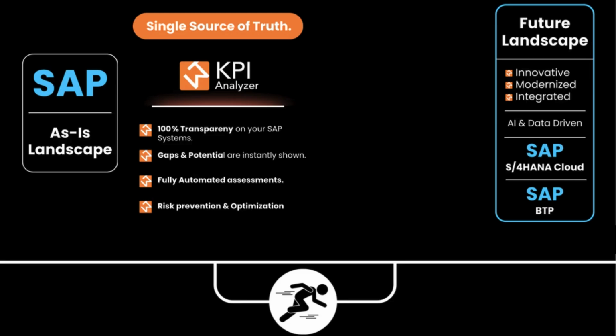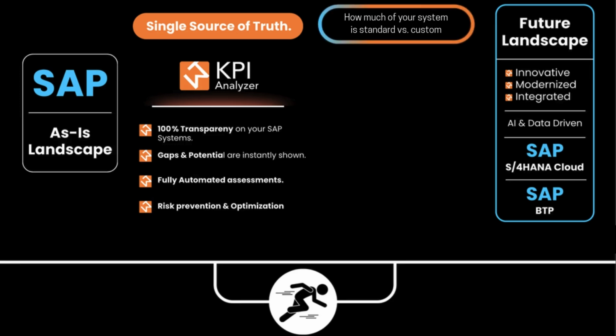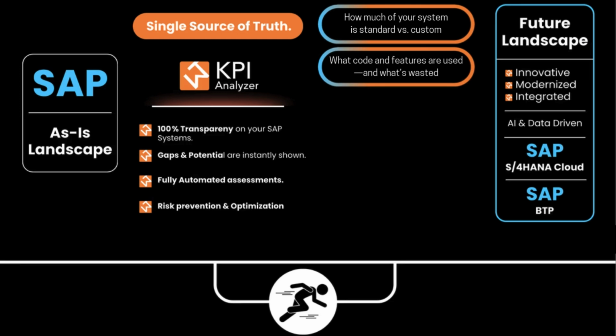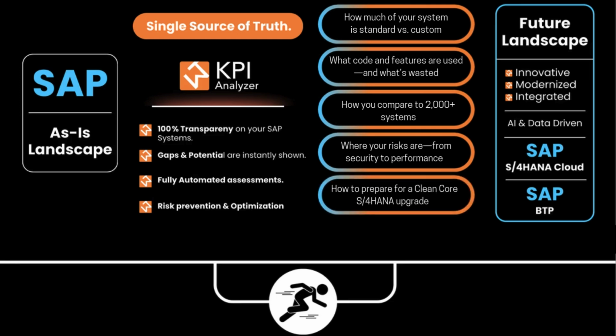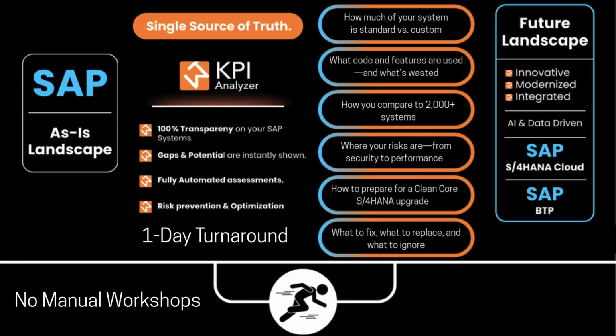So, what did we learn today? Let's recap. With one scan, you'll know how much of your system is standard versus custom, what code and features are used and what's wasted, how you compare to 2,000 plus systems, where your risks are from security to performance, how to prepare for a clean core SAP S/4HANA upgrade, what to fix, what to replace, and what to ignore. And you'll get all of this in one day. No manual workshops, no guesswork, just facts.